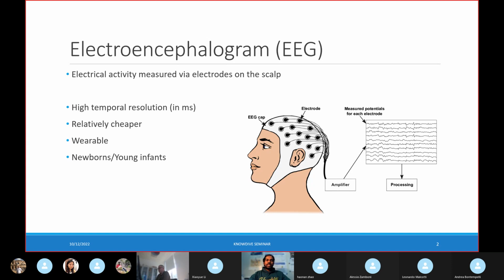And thanks to its easier setup, it can also be used to study newborns or very young infants, which is primarily my research area, over other neuroimaging techniques such as fMRI. EEG has this primary advantage.